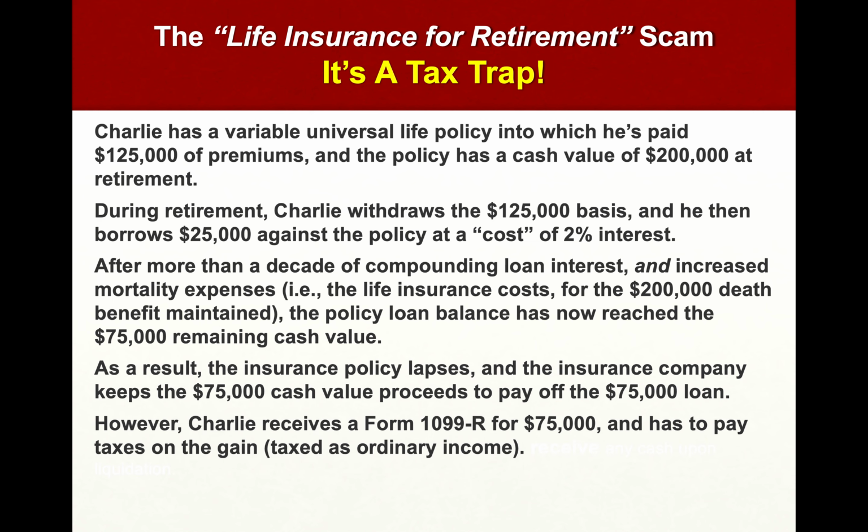And if he took out $200,000 over time, he's going to have to get a form that basically says he has to report $75,000 of income. So you don't want to basically save for retirement this way, because it's really a tax trap. These strategies really don't work when you look at them and look at them big.